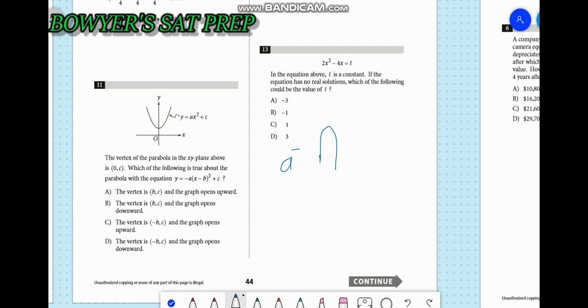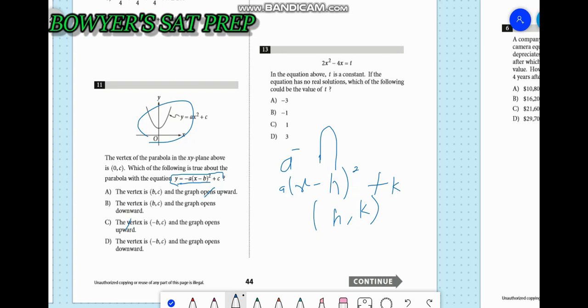So opens downward, so automatically opens upward is cancelled, right? So a is negative. So this is not the same parabola, but it's giving us this. You see, they've tricked us with this parabola, but the real equation is what they're saying. Which of the following is true about the parabola with this equation? So a opens downwards, right? And then the vertex: we have y equals a(x minus h) squared plus k, where h and k are the vertex.